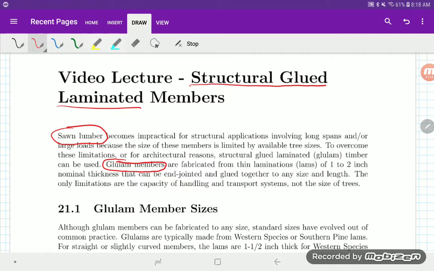And glulam members in general are just fabricated from lams, or laminations. And they're 1 to 2 inch nominal thickness. And then they're end jointed and glued together to any size or length. And really that makes it very flexible for us to be able to use in many different applications.